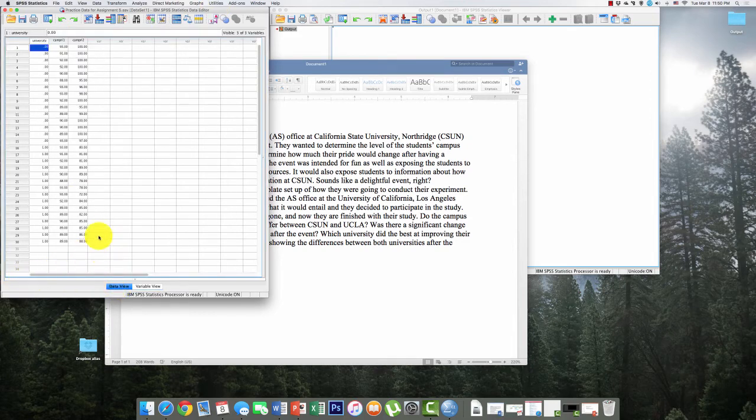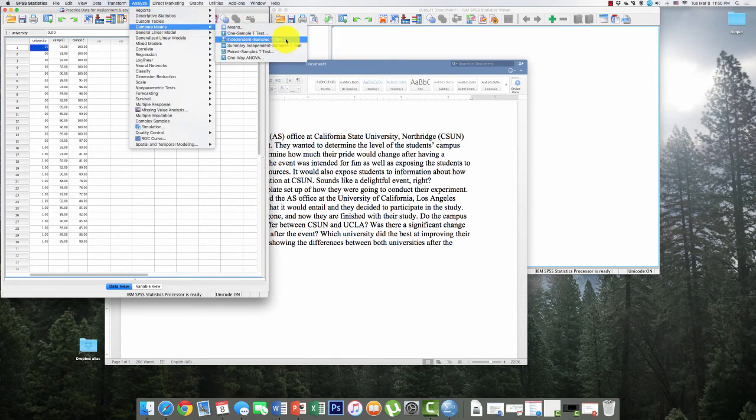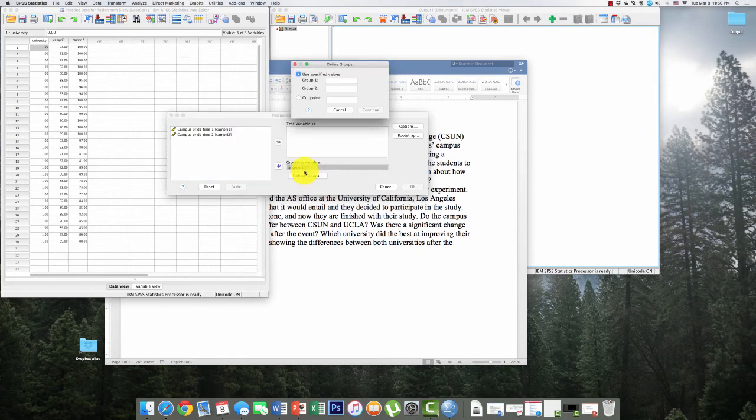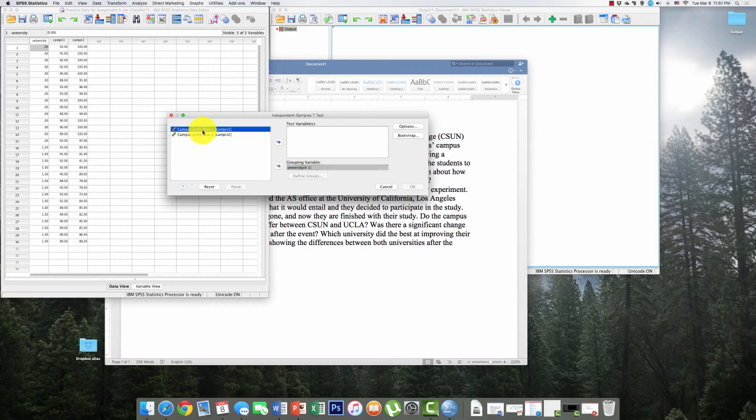Okay, so the first test, we're going to go to Analyze, Compare Means, Independent Samples T Test. We're going to move university to our grouping variable, hit Define. So group 1 is CSUN, coded as a 0. That's what I'm going to put there. UCLA is the second group and coded as a 1. So I'm going to put a 1 here, then hit Continue. And then I'm going to move Campus Pride time 1 to the test variable, and then hit OK.